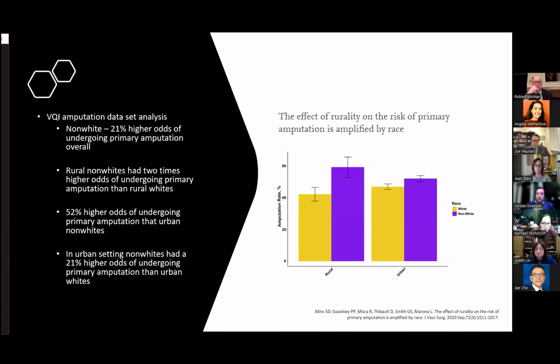Dr. Mink evaluated some of the effects of rurality in situations like this and race and the risk of primary amputation, and found that the effect of rurality on the risk of amputation was amplified by race. She sampled the VQI database for amputations. In non-white patients, there was a 21% higher odds of undergoing primary amputation overall. For rural non-whites, it was 2 times higher odds of undergoing a primary amputation than rural whites, and a 52% higher odds of undergoing primary amputation than urban whites. And in the urban setting, non-whites had a 21% higher odds of primary amputation compared to their white urban counterparts.